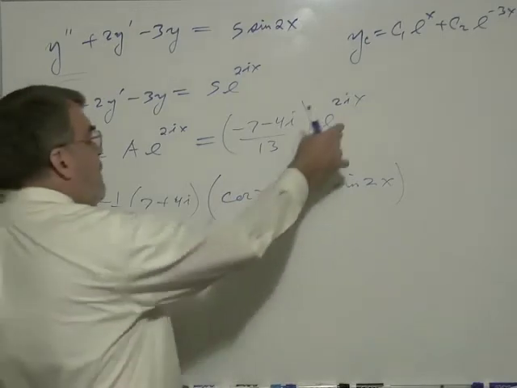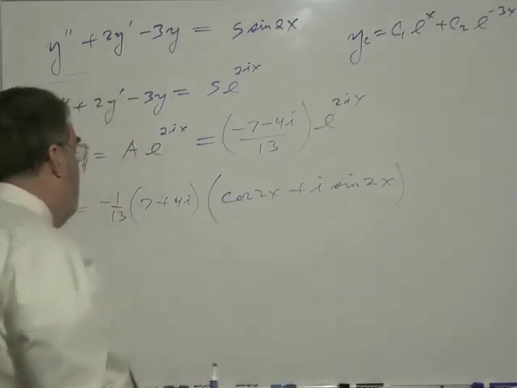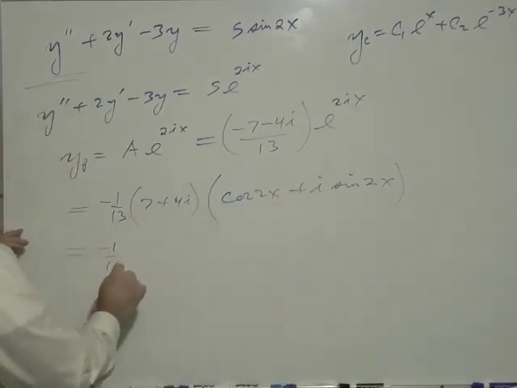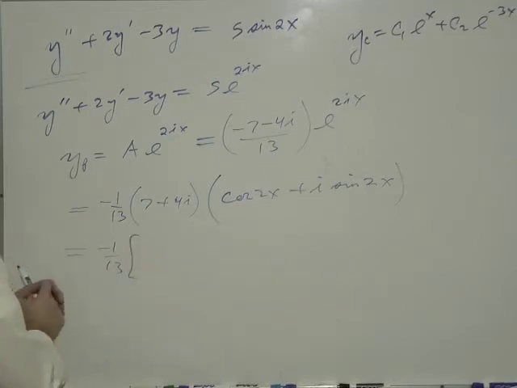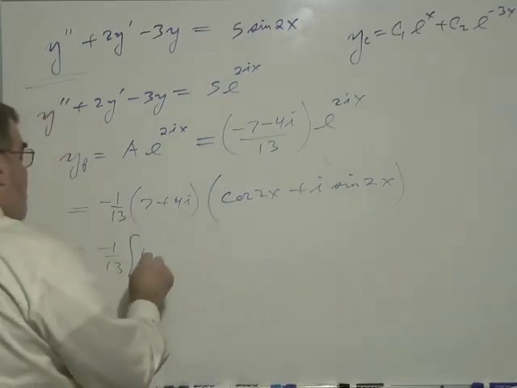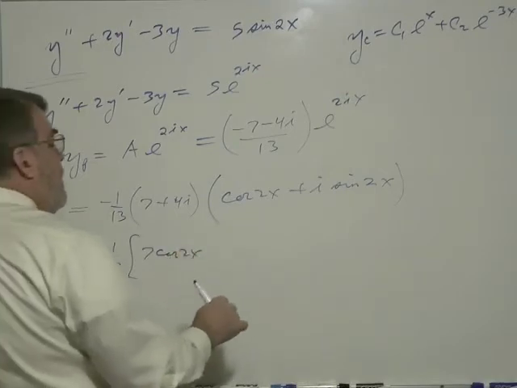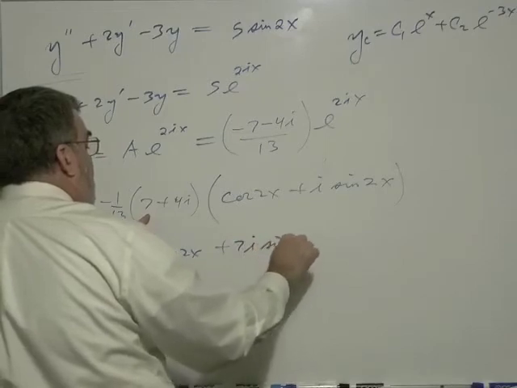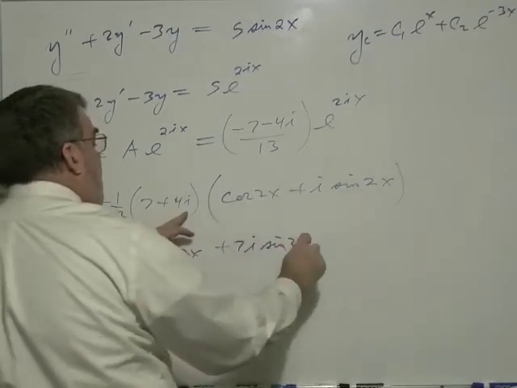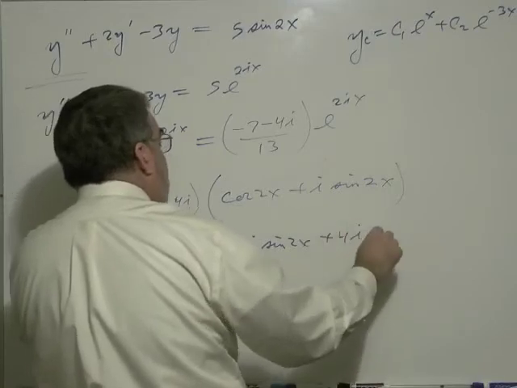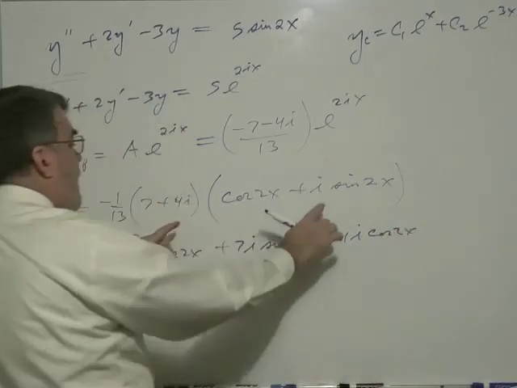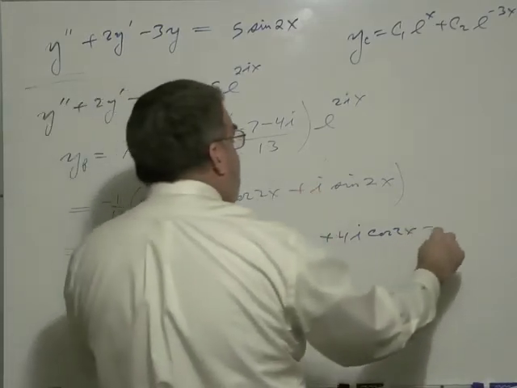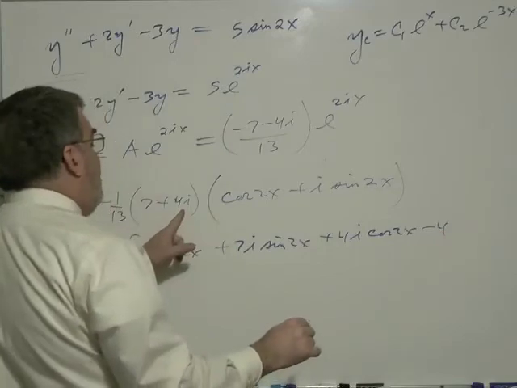By converting this to sine and cosine form, I'm now going to multiply all this mess out. So it's minus 1/13. And we're going to have 7 cosine 2x, and then we'll have 7i sine 2x plus 4i cosine 2x. And then the last one is going to be 4i squared. Well, 4i squared is minus 4. Minus 4 sine 2x.